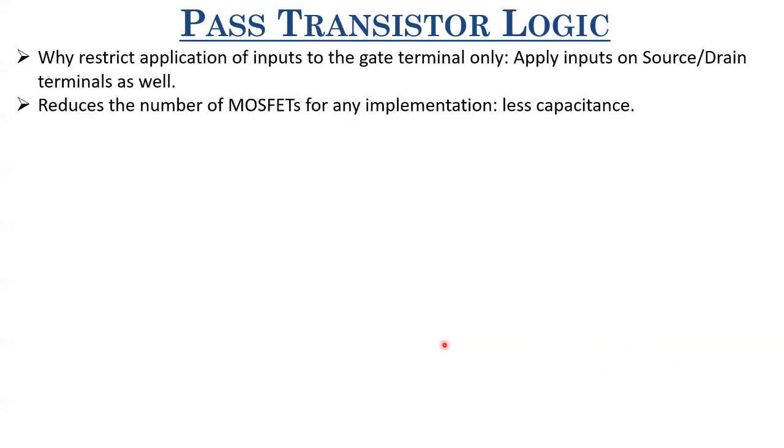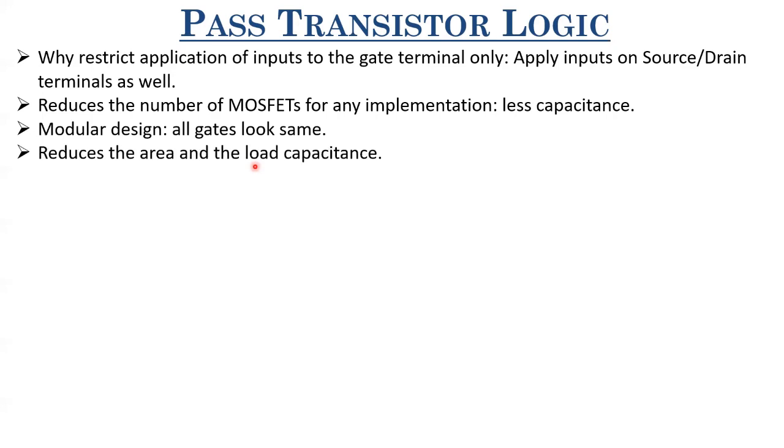If you apply the inputs on the source and drain terminals apart from the gate terminal, then you see that the number of MOSFETs reduces for any implementation. And if the number of MOSFETs is reducing, it not only reduces the area, it also reduces the capacitance, right? And the best part about pass transistor logic is that it has a modular design. That is, all gates designed using pass transistors look the same. So if all the gates look the same, then their layout will be almost the same, and creating a library for design automation would be easy, similar to static CMOS design. So this is one more advantage of pass transistor logic. Also, it reduces the area and load capacitance because the number of MOSFETs has been reduced.